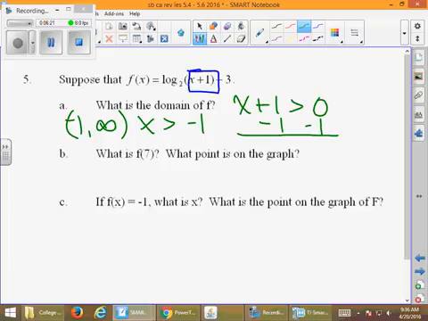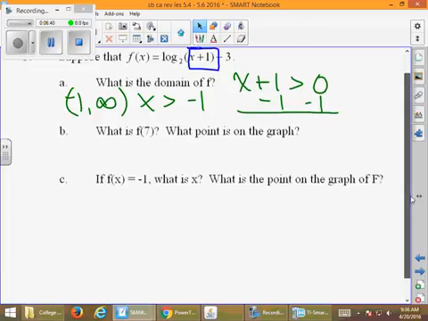And hopefully that wasn't the issue, but that was a good problem to look at. And I just now am realizing as I look back at the domain problems that I never did something exactly like that, so I'm really glad I did it on this one. But part B says, what is f of 7?